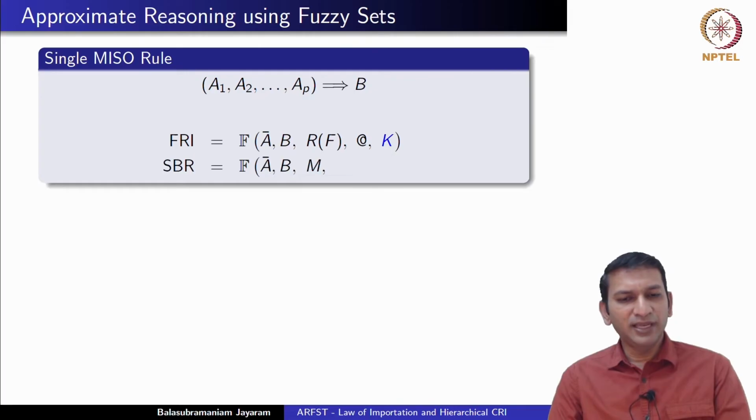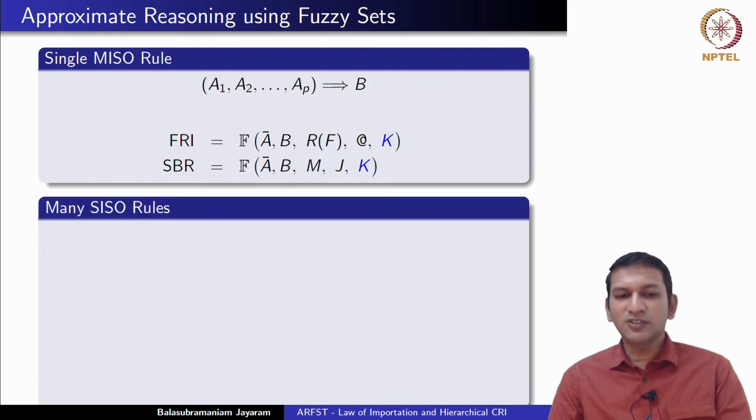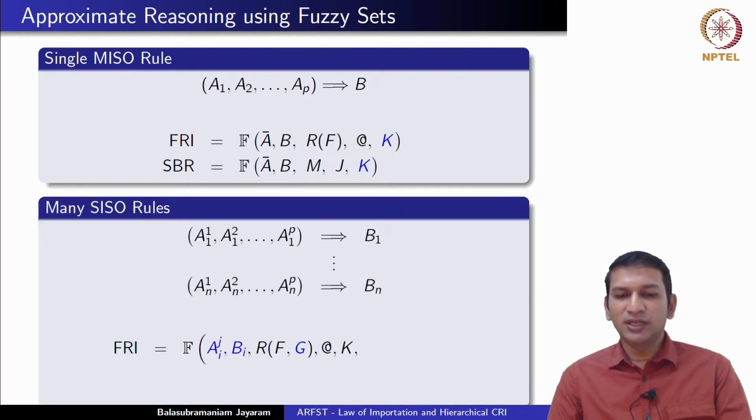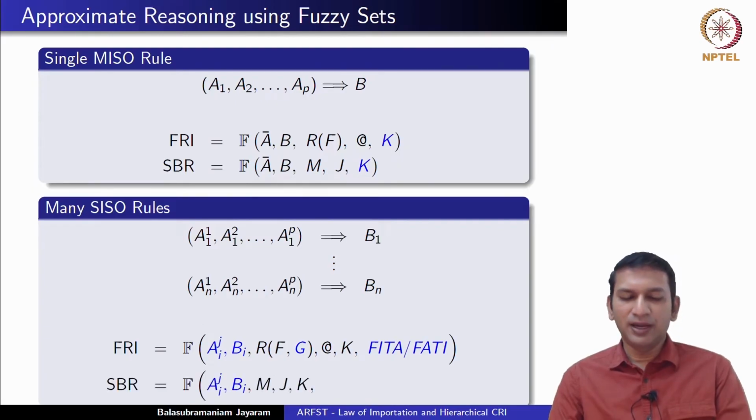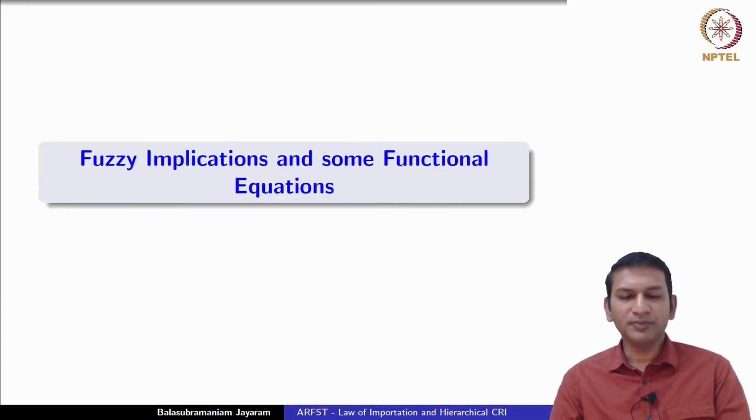In the case of an SBR again, we have this matching and modification function. Of course, we also need the antecedent combiner. In the case of multiple MISO rules, not only do we need the antecedent combiner, we also need the theta or phi inference strategy and the aggregation function G. And in the case of SBR, we need the aggregation function G and also the antecedent combiner K.